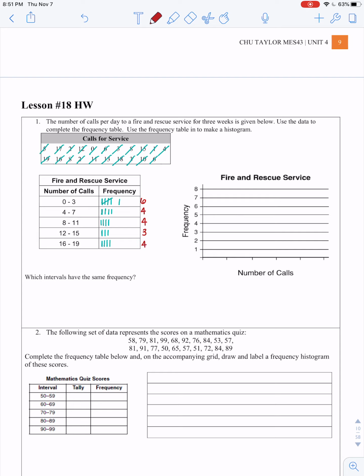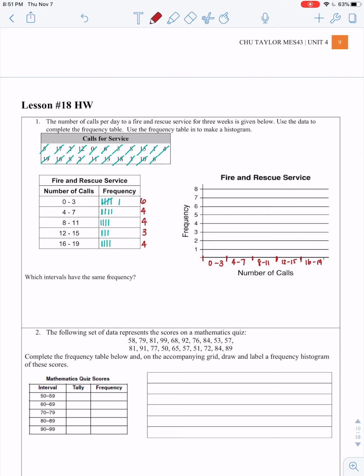Okay, so now we're going to label our intervals on the bottom. It's already been broken down for us. So this first section here is going to be from 0 to 3. That was my first interval for number of calls. The next section is going to be 4 to 7. And then we got 8 to 11. And then 12 to 15. And finally 16 to 19. And now all we need to do is make our histogram.